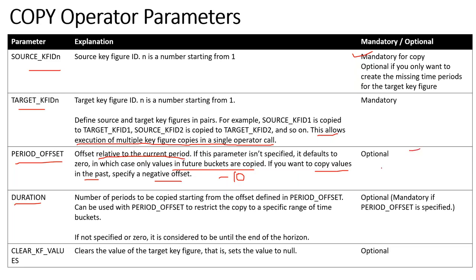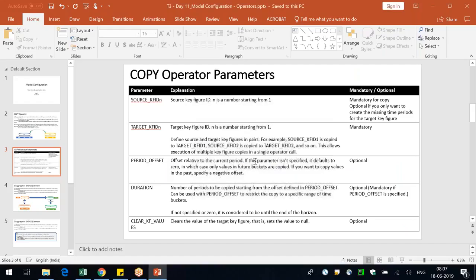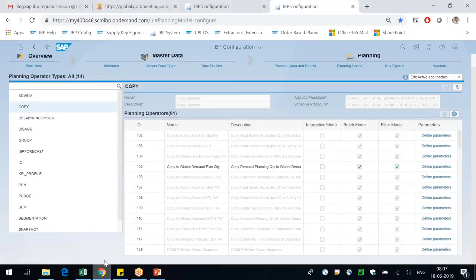And these are all optional. These are all optional. So that's why it didn't ask me anything. So there is also clear key figure values. It clears the key figure values, setting them to the value null. So you can just say that this is my source key figure and this is the key figure that I want to wipe out, and run that operator. It would wipe out. Give a logical name to the operator so that it just wipes out.